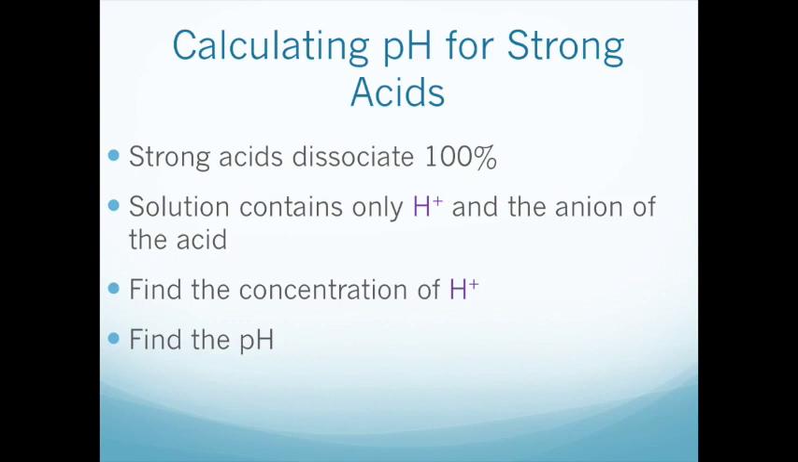Now, it's fairly easy to calculate the pH of a strong acid because strong acids dissociate nearly 100%, meaning that the solution will contain mostly H+ and the anion of whatever acid. So the concentration of H+ is just equal to the concentration of the original acid, and then you can find the pH from this.